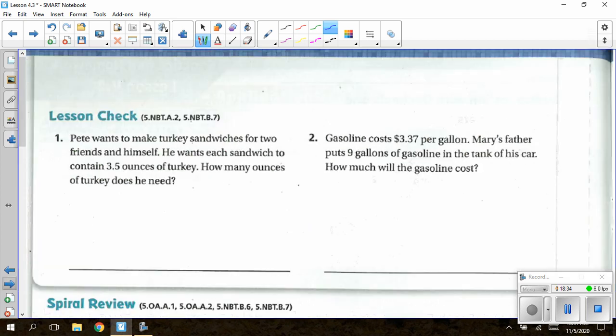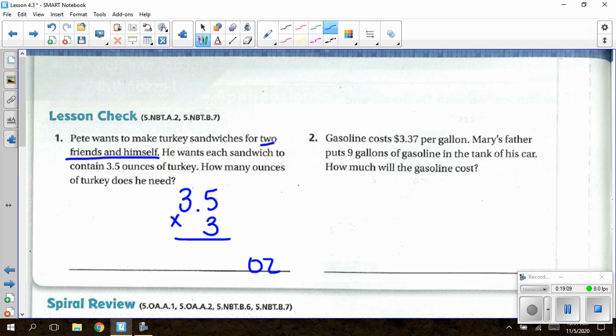On the back, on page 250, Pete wants to make turkey sandwiches for 2 friends and himself. He wants each sandwich to contain 3 5/10 ounces of turkey. How many ounces of turkey does he need? So we have to make sure that we have enough sandwiches. So it's for 2 friends and himself. So that means 3 people need a sandwich. So you are going to take the 3 5/10 times 3, and that will give you your number of ounces of turkey you would need.